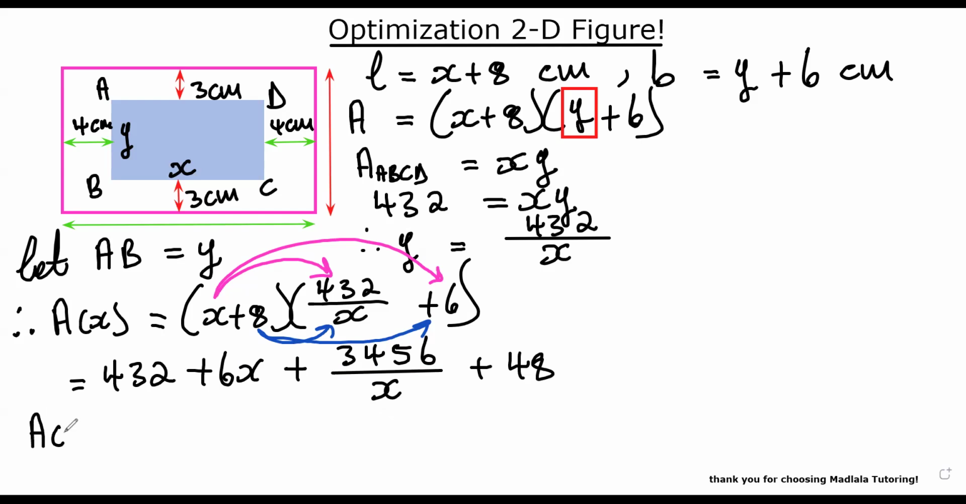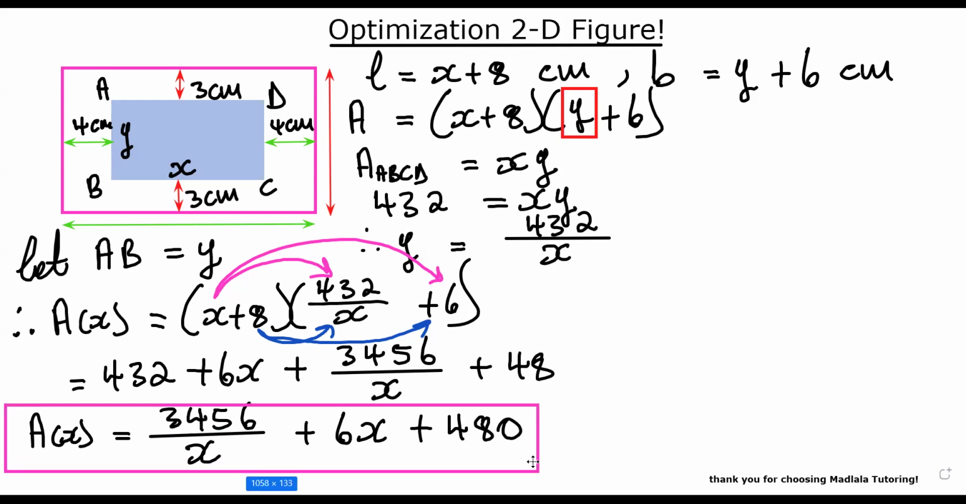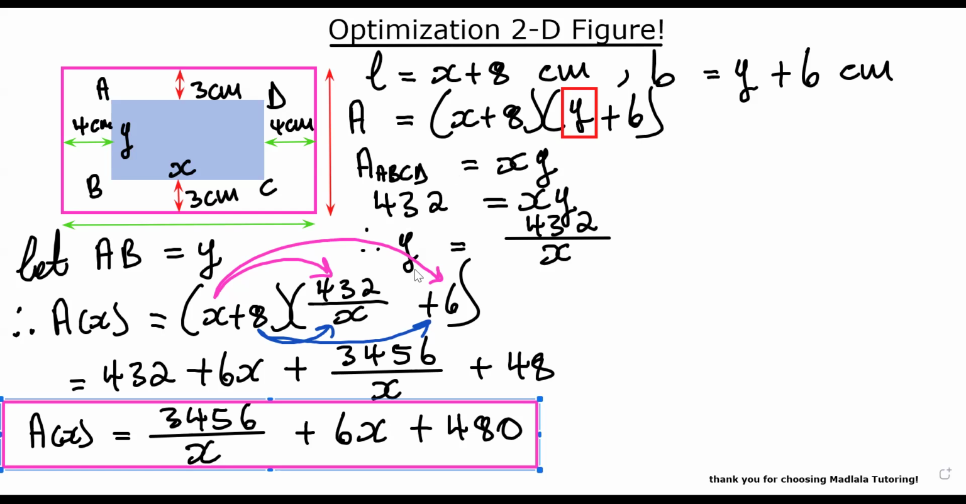And then you collect your like terms. So what do you say? Well, this one goes alone, as well as this one. So when you say 432 plus 48, well, you simply get 480. And you have actually done exactly what they asked you to do. So they are very happy. And now you have your full 3 marks.